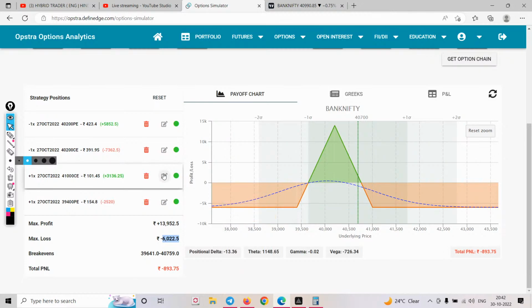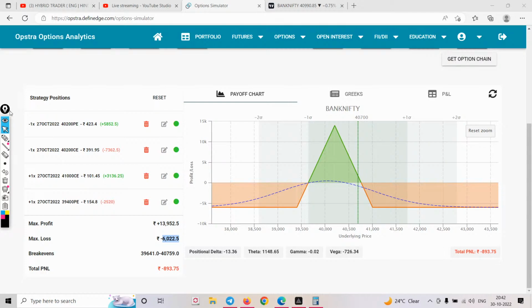What was the purpose of deploying the iron fly? Can someone please tell me? What was your view of the market when you deployed the iron fly? Simple, right? It was sideways. The next day morning, I'm not even referring to Monday or Tuesday. We deployed the trade on Thursday. The Friday morning at 1 p.m. it is standing at your break even. Should we do the adjustments?